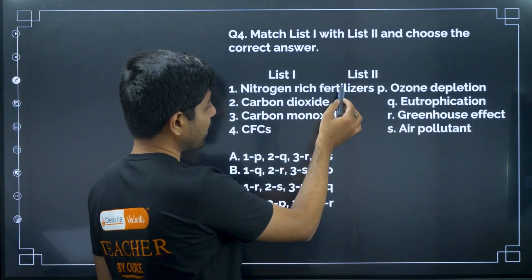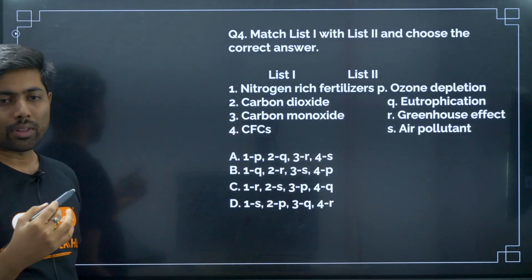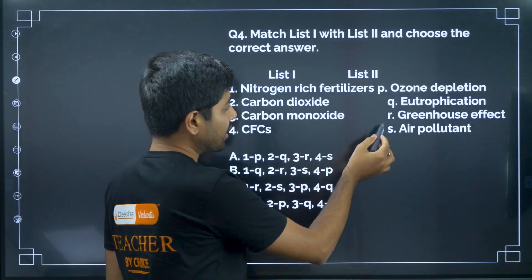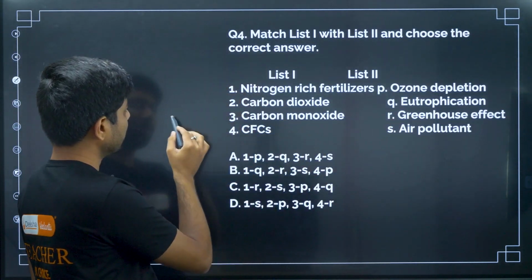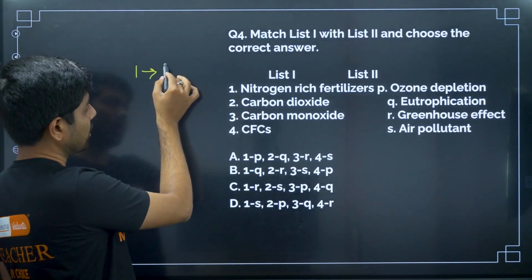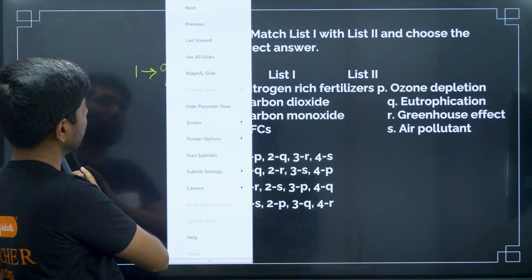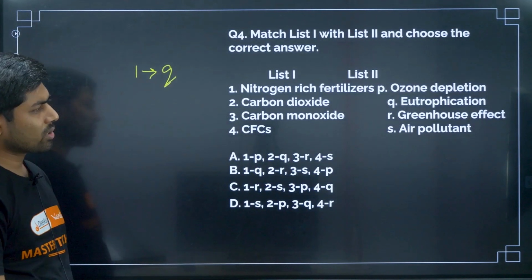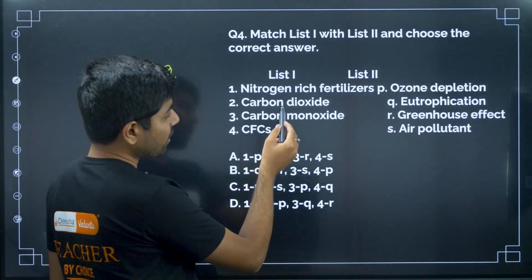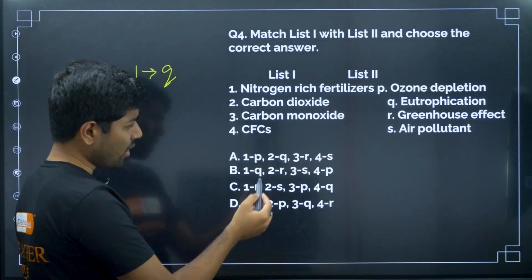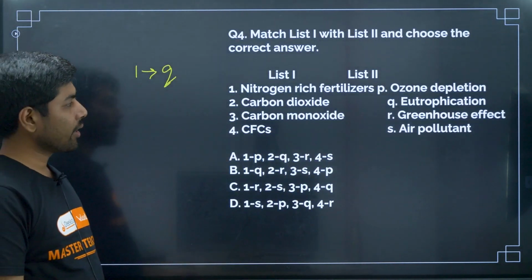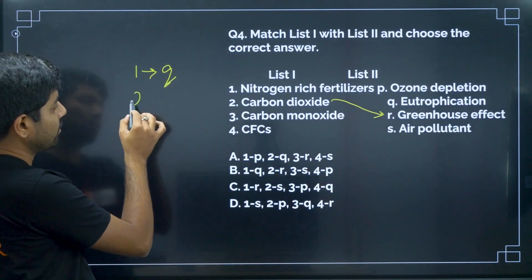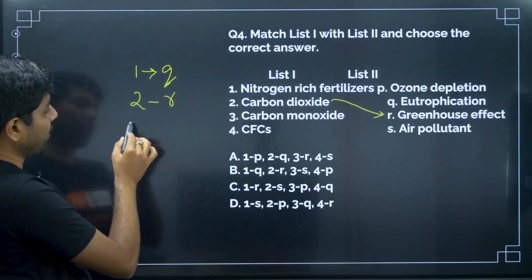Nitrogen fertilizers, when they are sent into the water bodies, result in eutrophication. Therefore one is Q. It causes eutrophication. Carbon dioxide, as you know, causes greenhouse effect. Carbon dioxide can trap heat, therefore it will cause greenhouse effect.